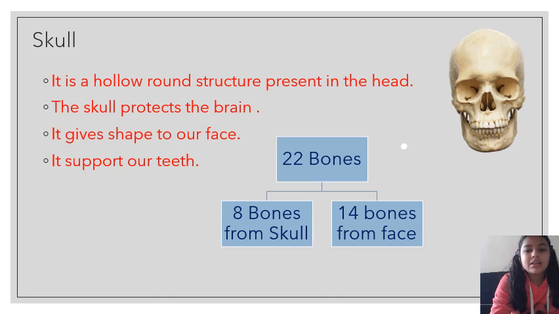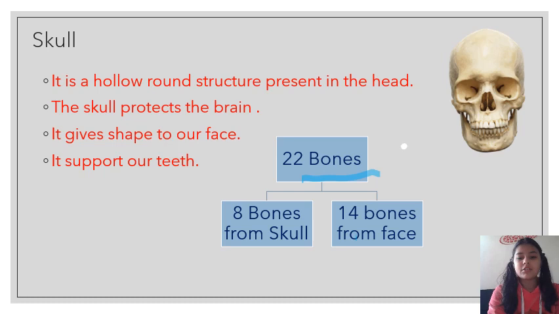So, the skull is a hollow round structure which is present in our head. Now, the skull also protects the brain and it gives shape to our face. It also supports our teeth of upper and lower jaws. The skull is made up of 22 bones, which are 14 bones from the face and 8 bones from the skull.